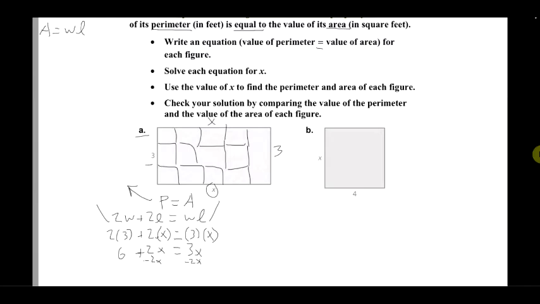2x minus 2x is 0, so we're just left with 6 on this side equals, and the 3x minus 2x is just 1x, or x. And we found our variable. X equals 6, or 6 equals x.